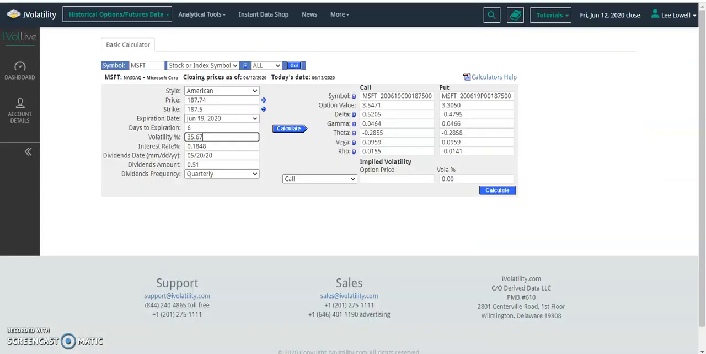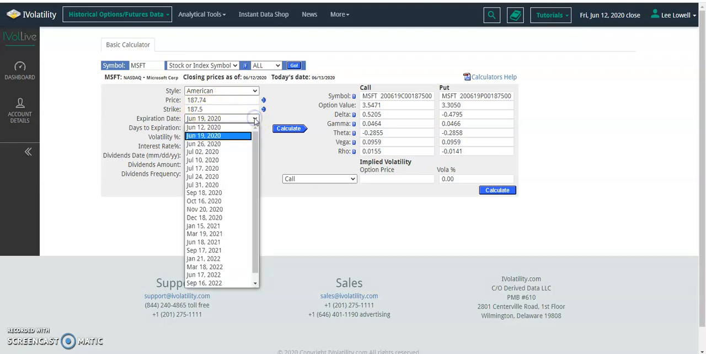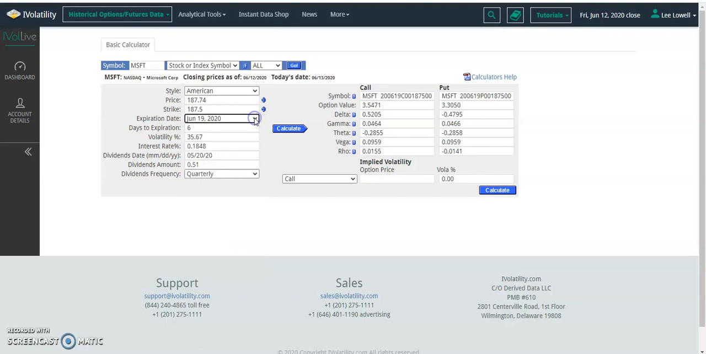Well, you go into an option calculator. Once again, this is an option calculator at ivolatility.com. On the left-hand side are the inputs, and on the right-hand side, it'll price out the call options and the put options for you. You have the current price of the stock, and you can choose any strike price and any expiration date you want. You hit the drop down and pick your expiration.